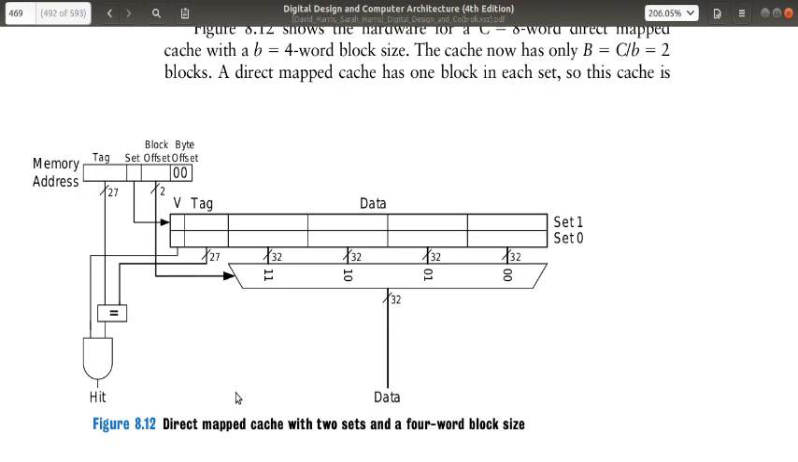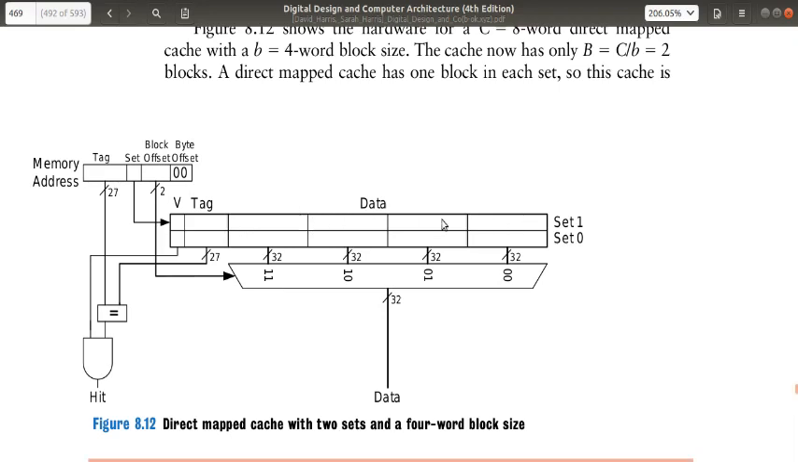Okay, now let's consider the same cache, that is an 8-word cache. Again, we are considering direct mapping, with a slightly different configuration. Here from the figure, can you identify what is the change? Here what we have done is, instead of taking one word per block, we are taking 4 words per block, right? 1, 2, 3 and 4 words per block we are taking.